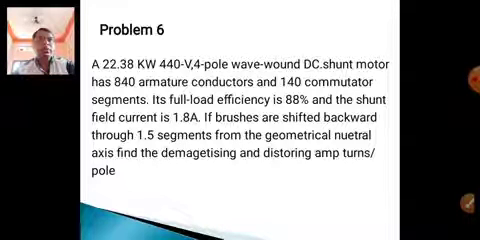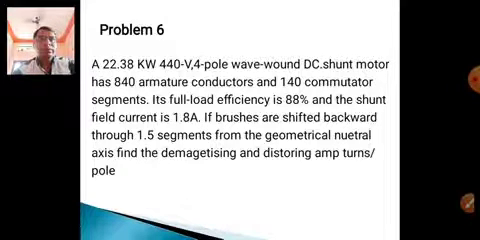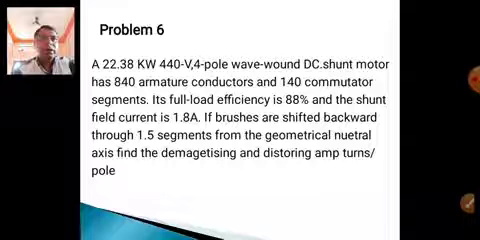So here is another problem. A 22.38 kilowatts, 440 volts, 4 pole wave wound DC shunt motor has 840 armature conductors and 140 commutator segments. Its full load efficiency is 88%, and the shunt field current is 1.8 amps. Brushes are shifted backward through 1.5 segments from the geometrical neutral axis. Find the demagnetizing and distorting ampere turns. Distorting means cross magnetism. Cross magnetism means it distorts the main flux.